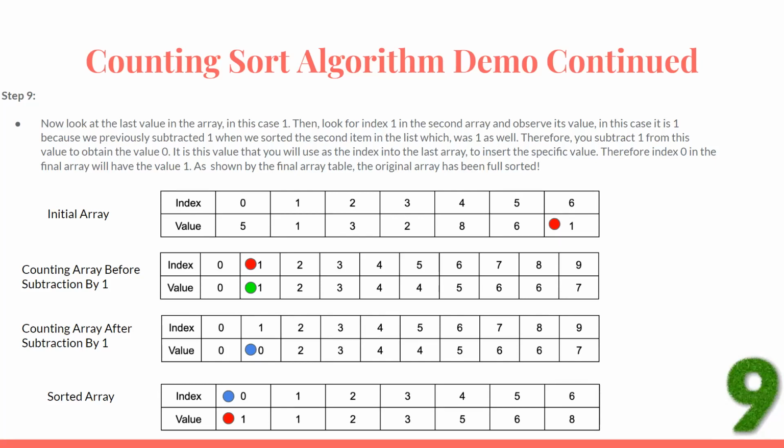It is this value that you will use as the index into the last array to insert the specific value. Therefore, index 0 in the final array will have the value 1. As shown by the final array table, the original array has been fully sorted. As you can see, the values are 1, 1, 2, 3, 5, 6, and 8, which are all in ascending order.